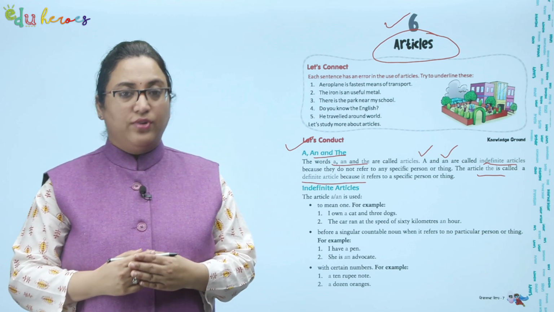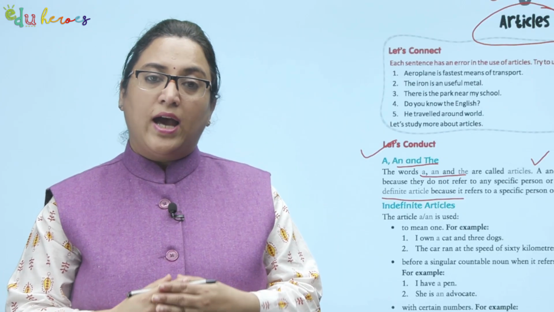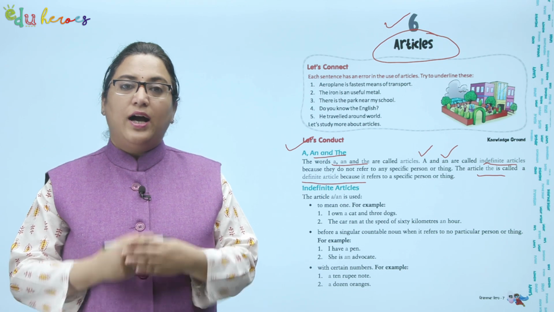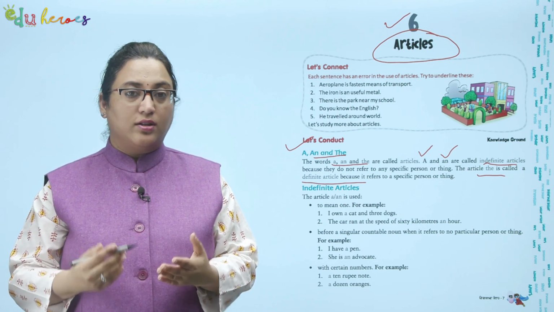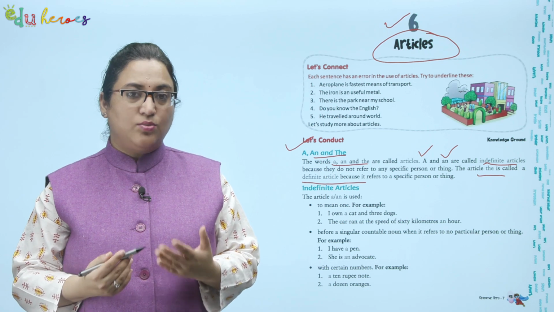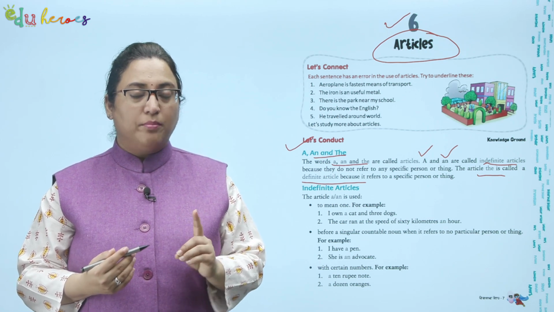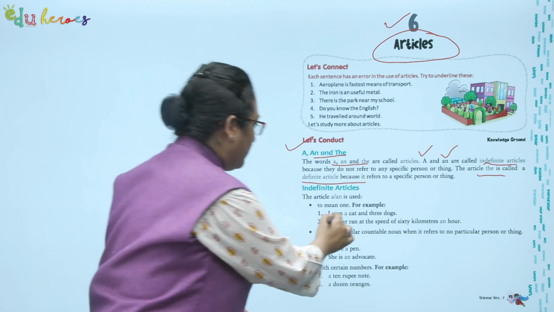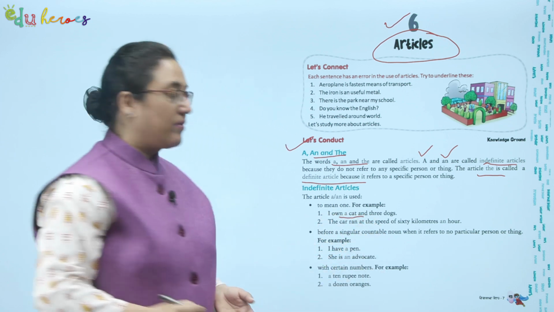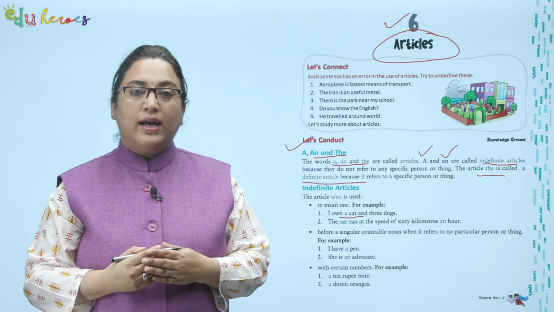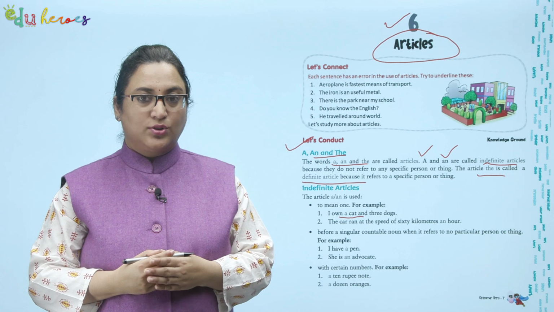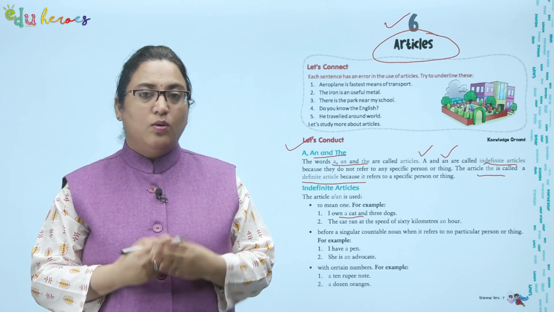Indefinite articles first. The article a or an is used to mean one. For example, I own a cat and 3 dogs. How many cats do I own? 1, because we have the article a to denote that. A cat. The car ran at the speed of 60 kilometers an hour. So an hour is implying 1 hour.